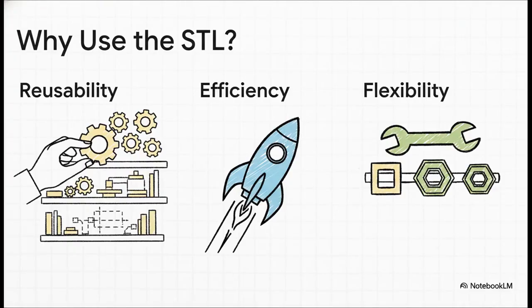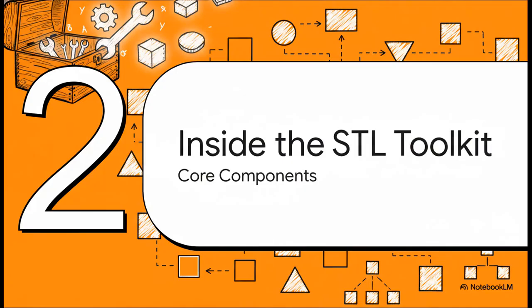So why should you be reaching for this toolkit? Well, first up, reusability. I mean, why reinvent the wheel when you can use components that have been written, tested, and perfected by countless experts? Second, efficiency. The stuff in the STL is incredibly fast. These data structures and algorithms are highly optimized. And finally, you've got flexibility. Because of C++ templates, these tools don't care what you throw at them. Integers, strings, your own custom objects, anything you can dream up. It'll work.